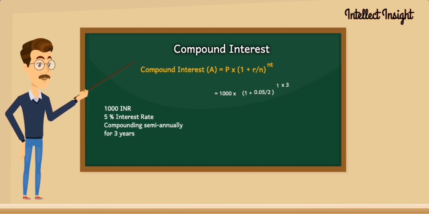So the impact, as you can see, is that the amount is increased. The final answer is 1159.27. So it's a bit more money than the previous example.